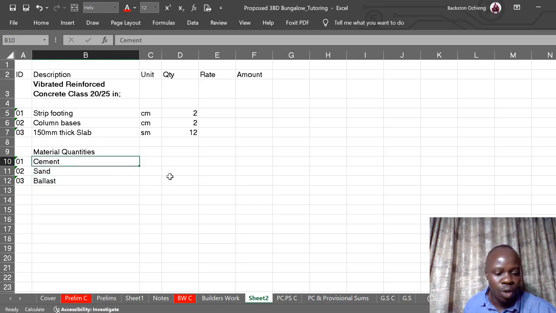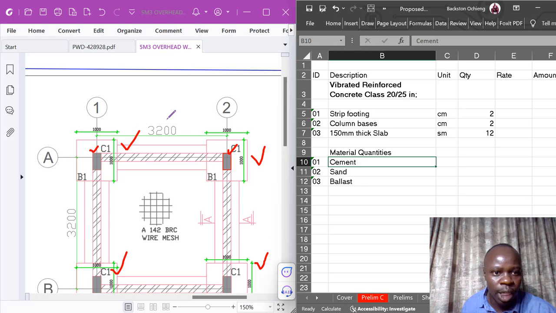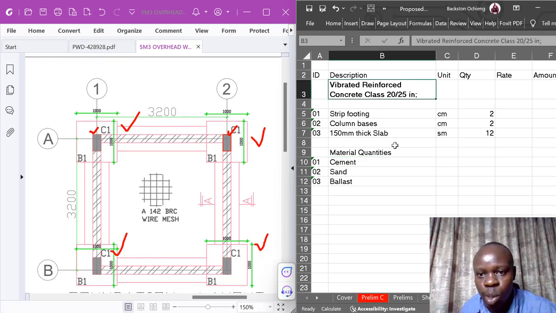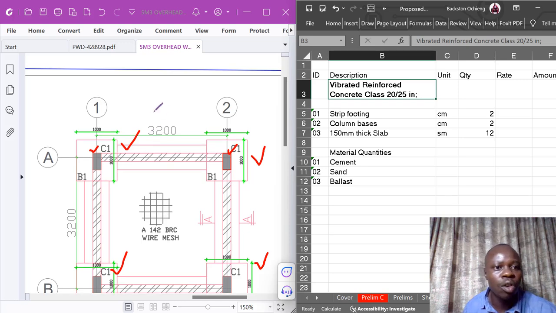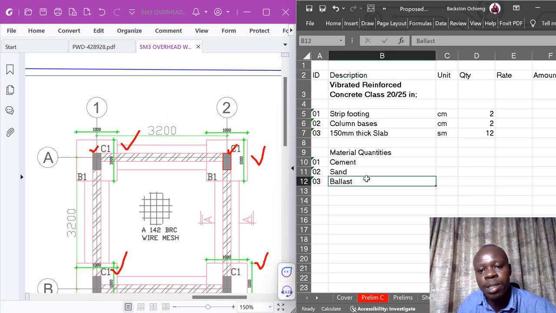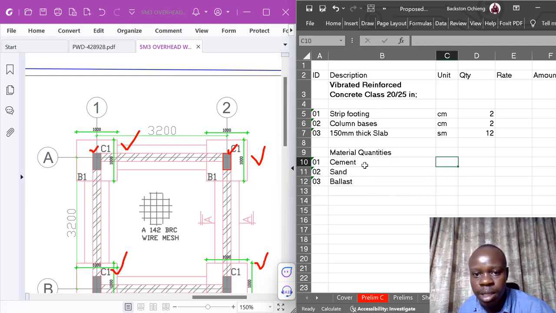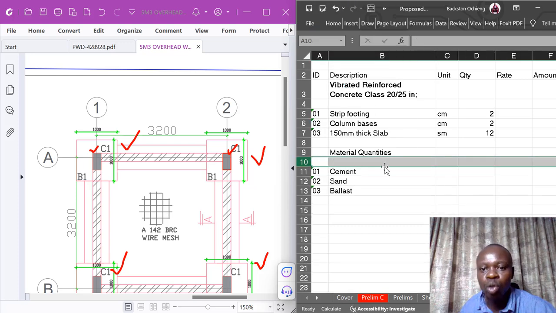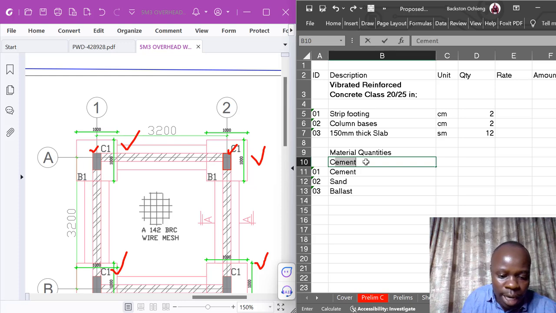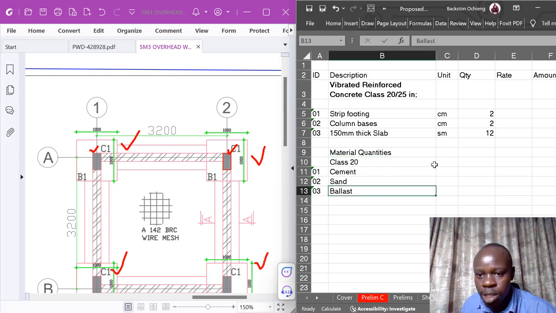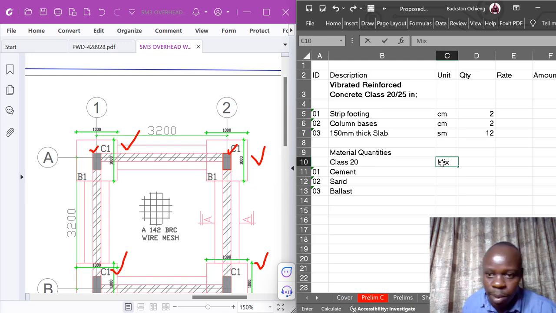The next bit that you also need to take into account is that we talked about class 20 of concrete, and class 20 of concrete is of a certain mix. The mix is normally 1 to 2 to 4. Let me just note the mix on the side: 1 to 2 to 4.